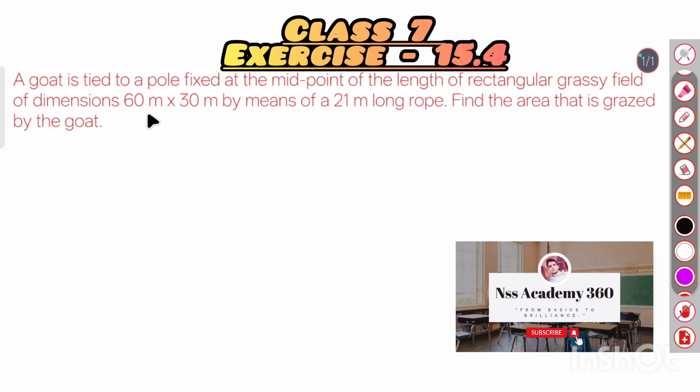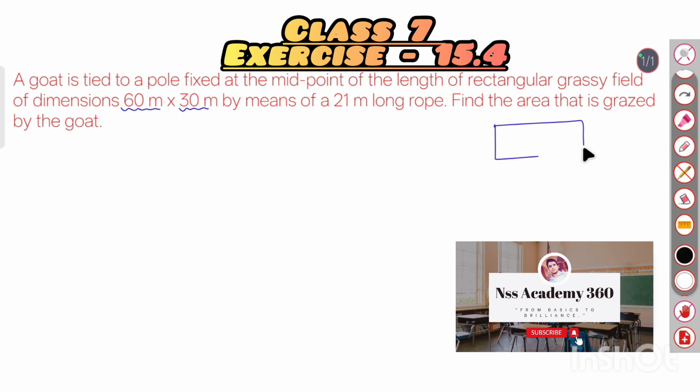So the question is, a goat is tied to a pole fixed at the midpoint of the length of a rectangular grassy field of dimension 60 meters by 30 meters. ठीक है, तो 60 मीटर by 30 मीटर का बेसिकली एक डायमेंशंस का एक हमारे पास रेक्टेंगुलर ग्रासी फील्ड है. Let's suppose this is the rectangular grassy field, and in that 60 meter is this and 30 meter is this.